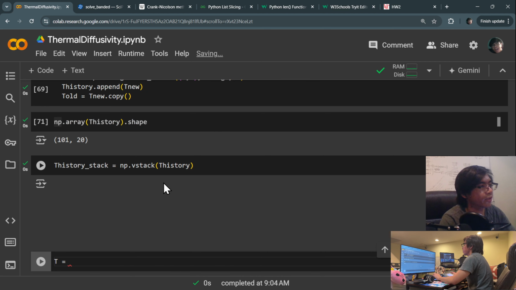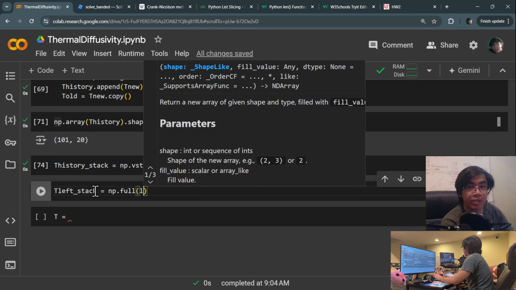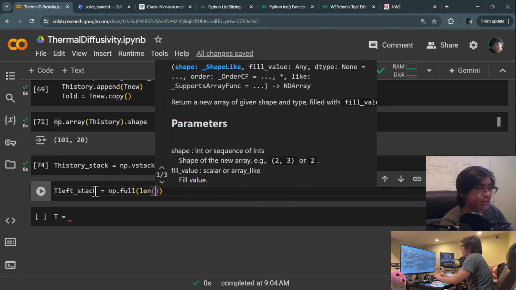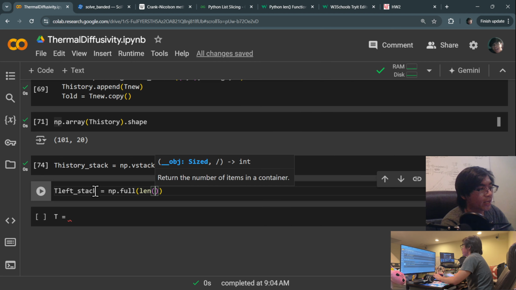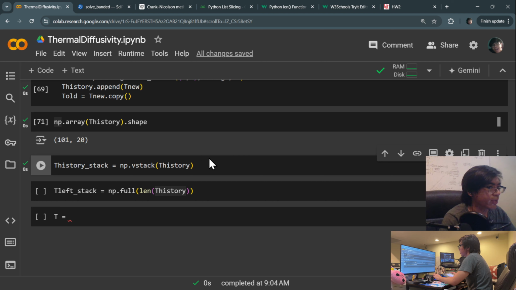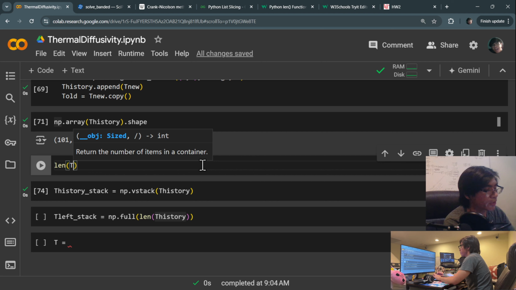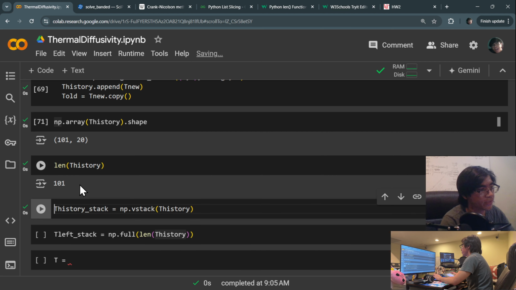That, and now I also want to do the same for our t left and right. So t left stack, I'll be doing it np full, and this time with the shape using the len function. So len allows us to find the number of elements in whatever list we have. So t history is our list, so that'll be the shape. It should be 101. Double check that. Len t history, since we want the same number of elements, awesome, 101.